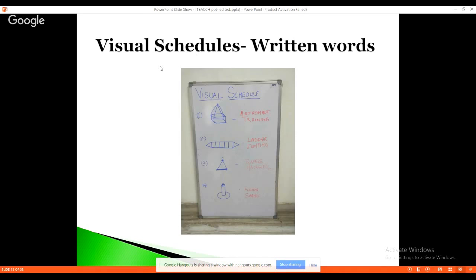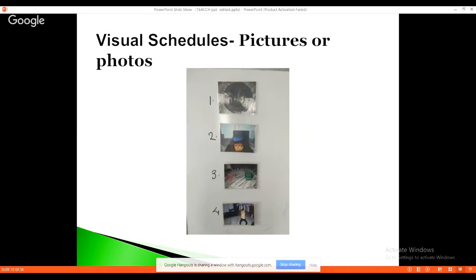Now, if you see, this is a visual schedule which has written words on it. Now, this would be obviously for a child who can read. It really helps them to structure their time. It's something like a timetable. But now if I go to the next one, if you see, we've used pictures.